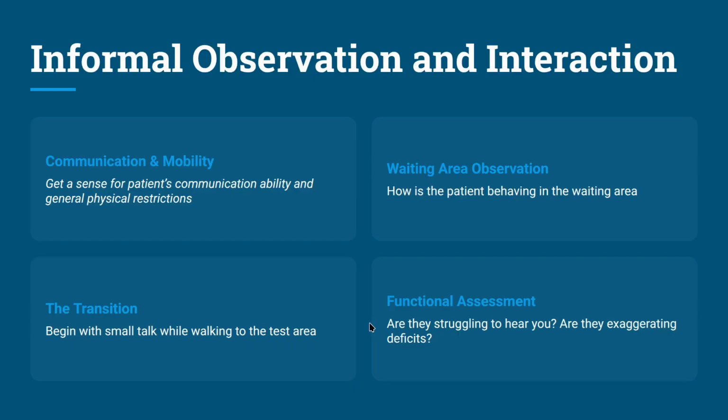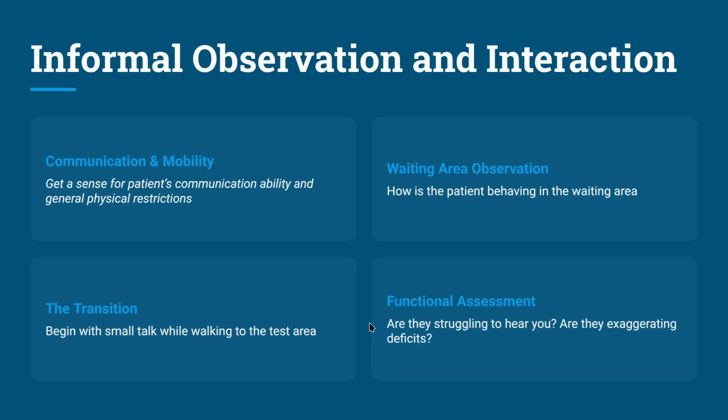Functional assessment: are they struggling to hear you? If they're struggling to hear you, then you know you may need to compensate by using clear speech, raising your vocal effort, enunciating each and every syllable, using more pauses, slowing your rate of speech.